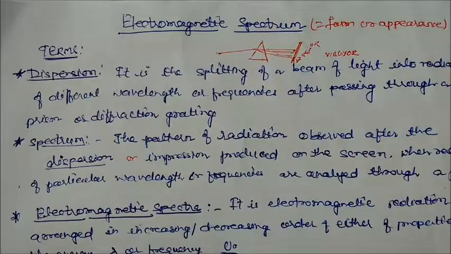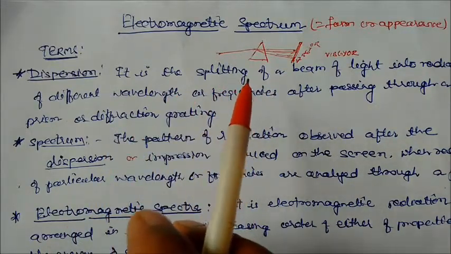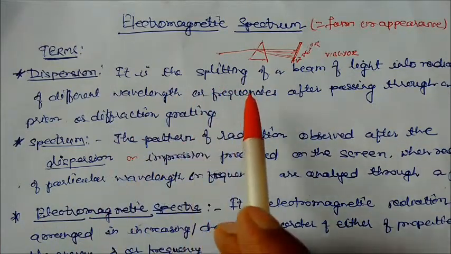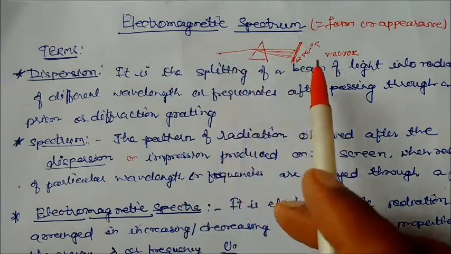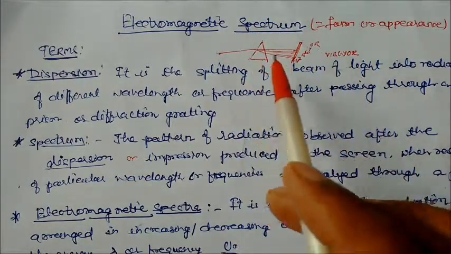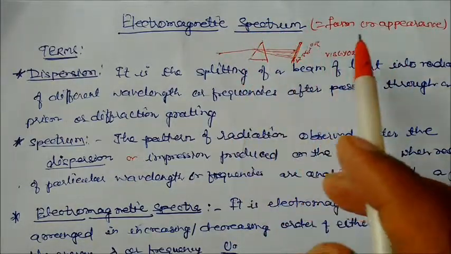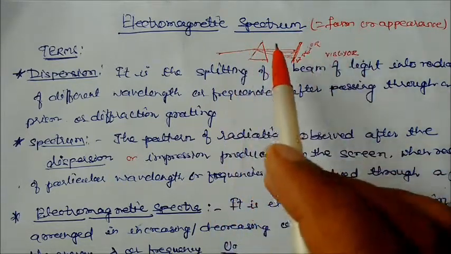Welcome to this lecture. Today we are going to see the lecture on the electromagnetic spectrum, part of atomic structure. In this electromagnetic spectrum, what is the meaning of spectrum? Spectrum actually means a form of appearance. This is the meaning of spectrum. It was given by the scientist Newton, so he first described this spectrum.